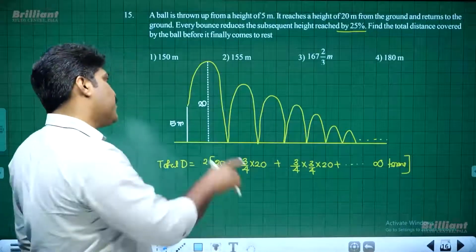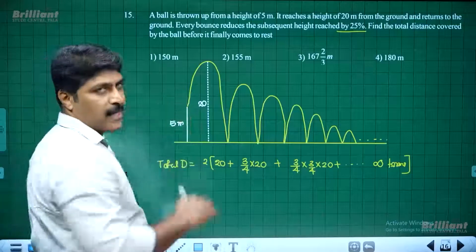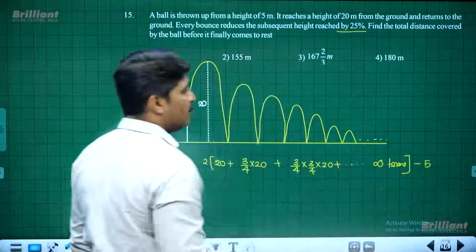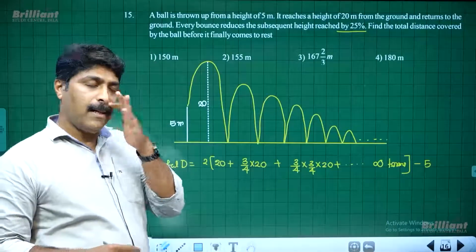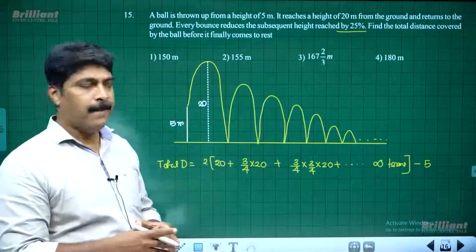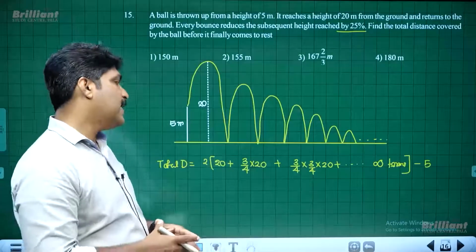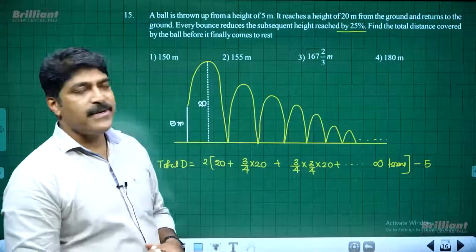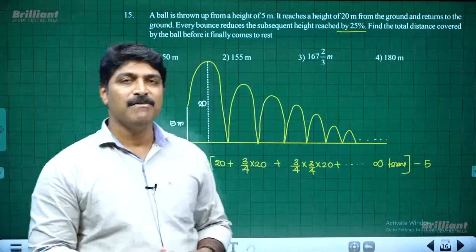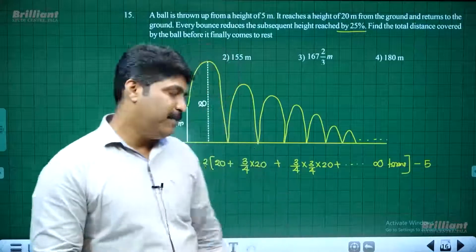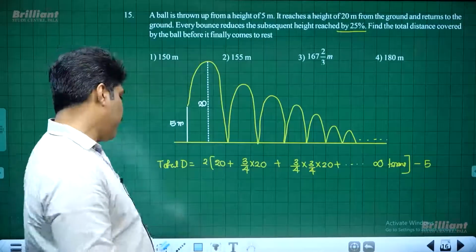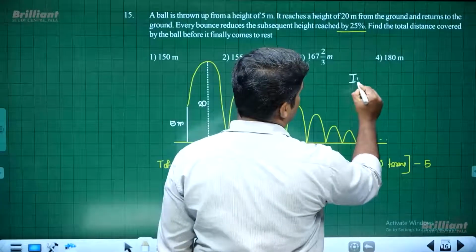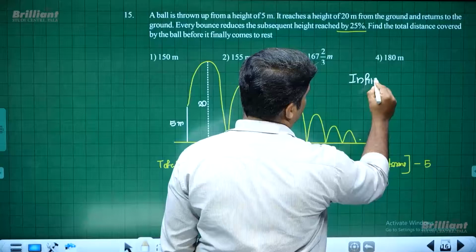But here we know that it starts from 5 meters above the ground. Therefore, that particular 5 we have to subtract from this total value. So this is the answer, or this is the step. Understand the specialty of the numbers in this bracket. This is not a simple GP, it's an infinite GP. So here I just introduced what an infinite GP is.